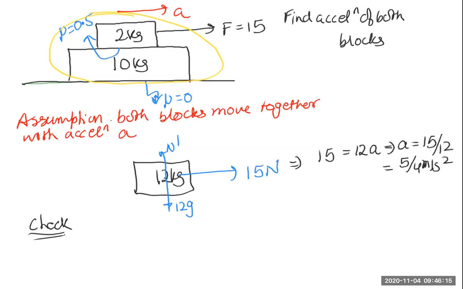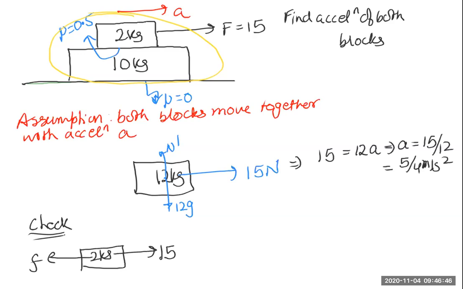I think the question was asked, why are you taking the 10 kg block? I can take either block. I'll take the 2 kg block this time. So the forces on the 2 kg block are 15 and F. Please notice, I don't write the maximum value of friction because it is friction that I want to find out, and the value of friction that I get will tell me whether my assumption is correct or incorrect.